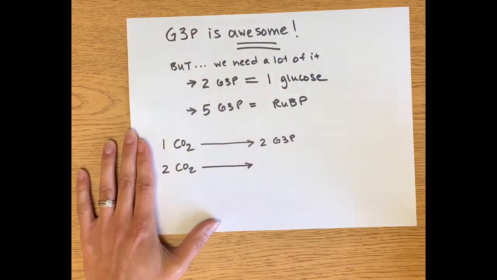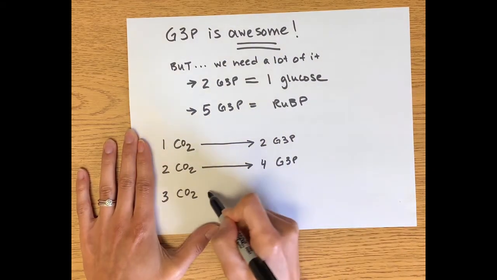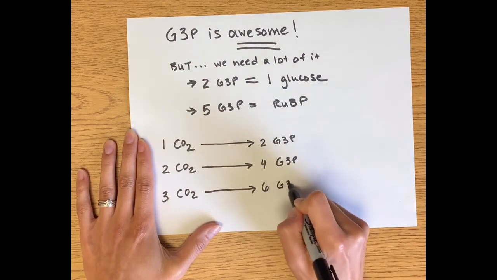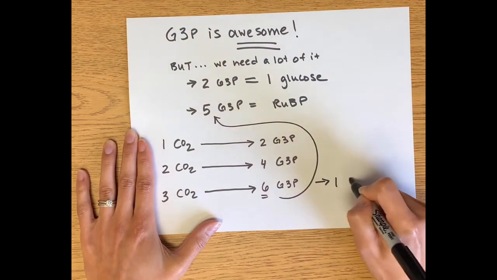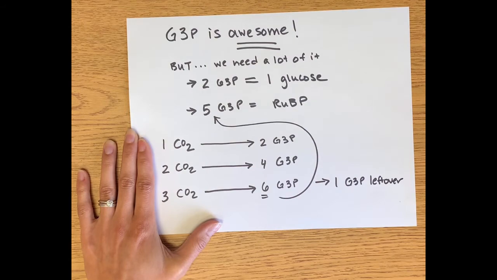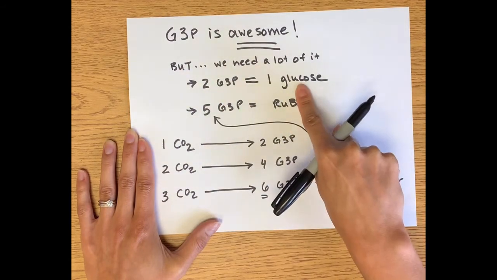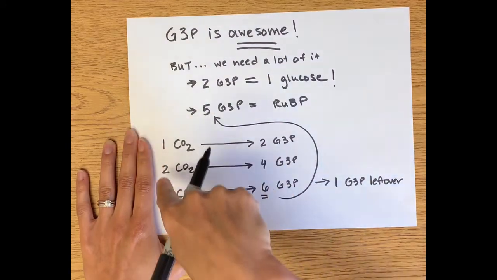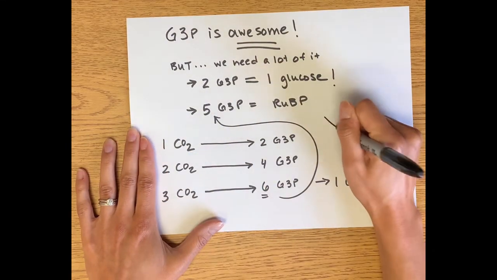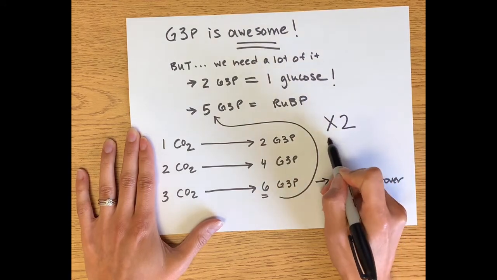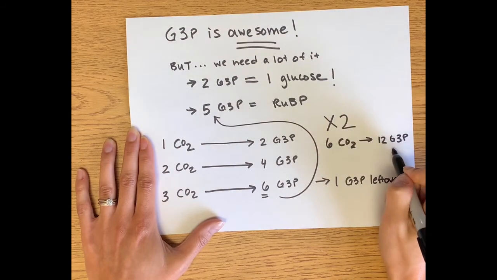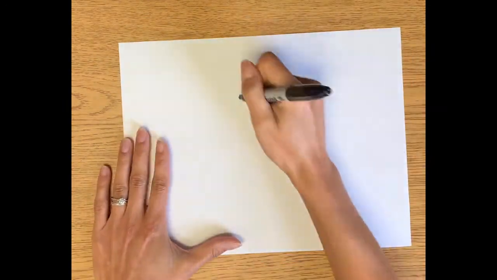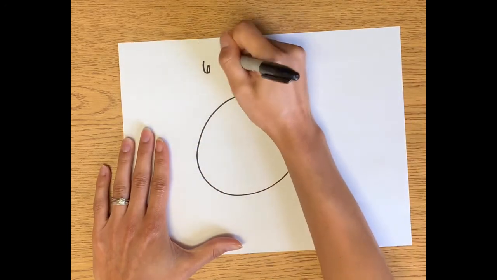From 2 CO2, we can make 4 G3P molecules. But that's still not quite enough. From 3 CO2, we can make 6 G3P. And this will be enough for us to regenerate RuBP, plus have 1 G3P left over to exit. But we need 2 to make glucose. So this whole cycle is going to turn twice with an input of 6 CO2 so that we can produce 12 G3P. And that will be enough for us to regenerate RuBP and produce glucose.